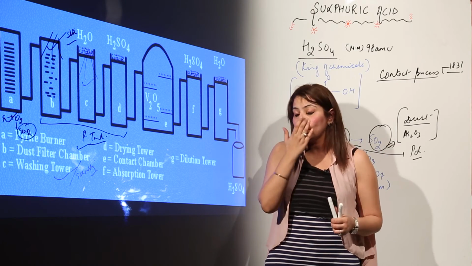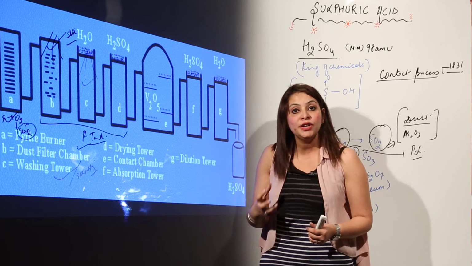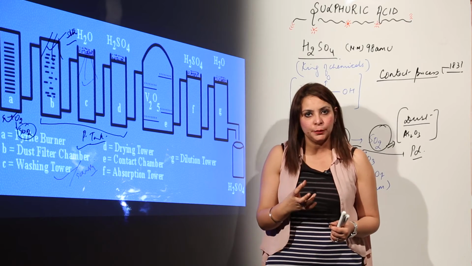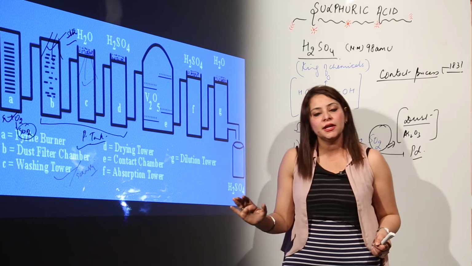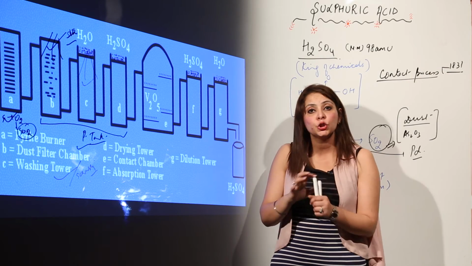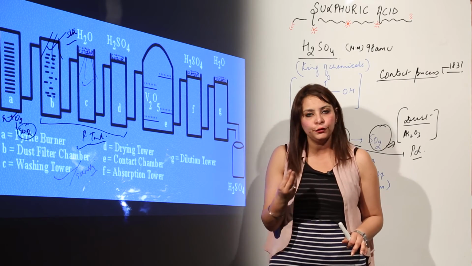Then what purpose is it serving for us? This water wets the dust particles which are present with the SO2. In the B tower, many dust particles have been removed, but it is not free from all the dust particles. Still it contains a few dust particles.